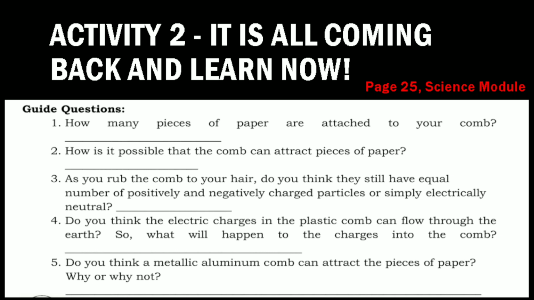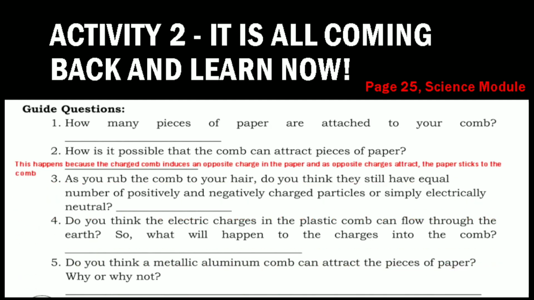Okay, so let's answer it. Now, when we rub things to another thing, like for example, the comb and your hair, they both have equal charges. So, while the comb is being rubbed on the hair, some of the particles are being transferred, especially the electrons. It can be the electrons of the hair transferred to the surface of the comb, or the other way around. So therefore, either the comb or the hair loses the electrons. That is the reason why. Again, this happens because the charged comb induces an opposite charge in the paper, and as opposite charges attract, the paper sticks to the comb.